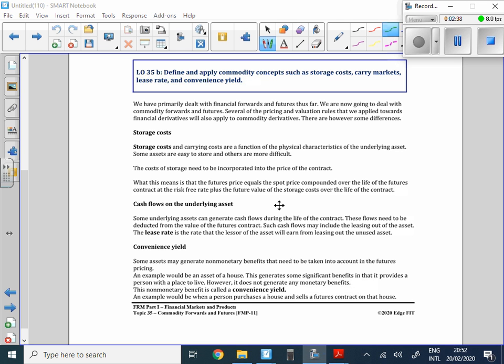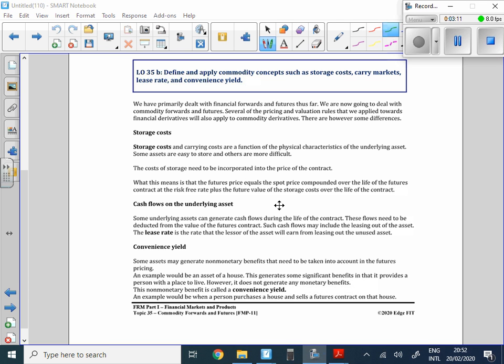There's a thing called a lease rate. Some underlying assets can generate cash flows during the life of the contract, and of course these flows need to be deducted from the value of the futures contract. Because remember, with a lease rate, they'll be earning something on it. The minute something is earned on it, that must come off, because then you can say, well, listen, Mr. Owner of that asset, you earned a little rate on it while this contract was running. Please take that off the value of the cost of the futures contract.